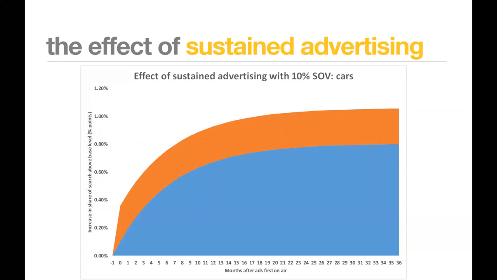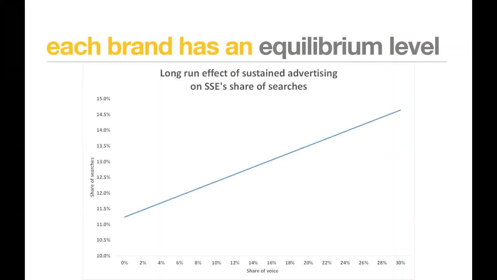You get to an equilibrium where share of voice and share of search are in equilibrium, and eventually your share of market will also stabilize. Incidentally, the way that this builds to an equilibrium is somewhat reminiscent of the Bass diffusion model of growth, which I've talked about in other contexts, but I haven't really got time to talk about that today. But each brand will have its own equilibrium level. So if a brand has sustained advertising, then the level of share of voice will help determine the level of share of search that that brand reaches. Each brand has its own equilibrium level.